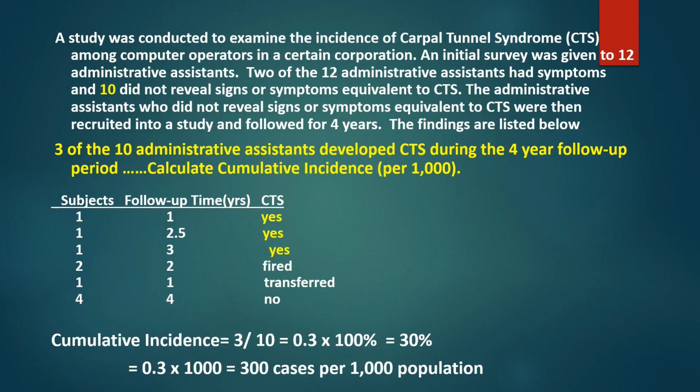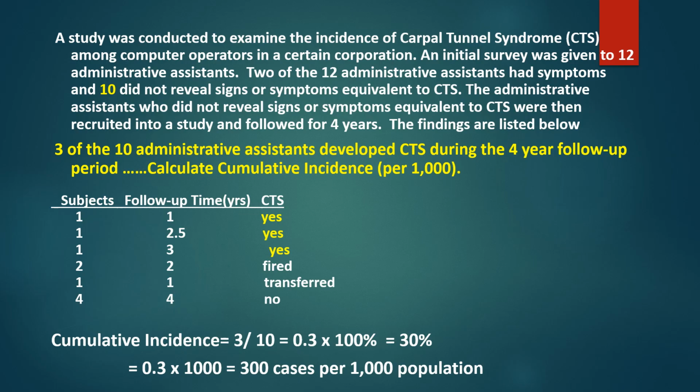The administrative assistants who did not reveal signs and symptoms were then recruited into the study and followed up for 4 complete years. The findings are listed in the table below. Over the 4-year period, 3 out of the 10 administrative assistants developed carpal tunnel syndrome during the 4 years of follow-up.